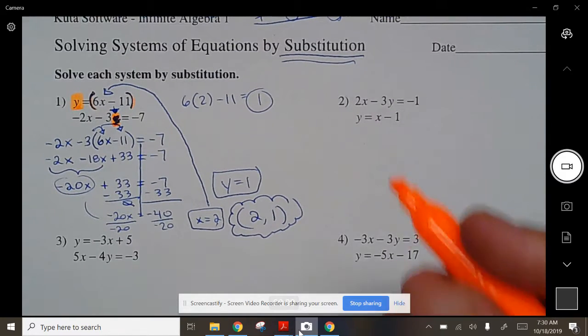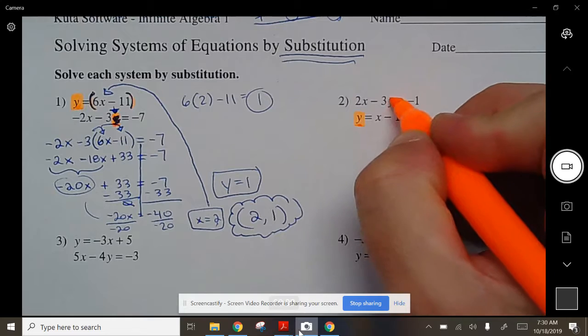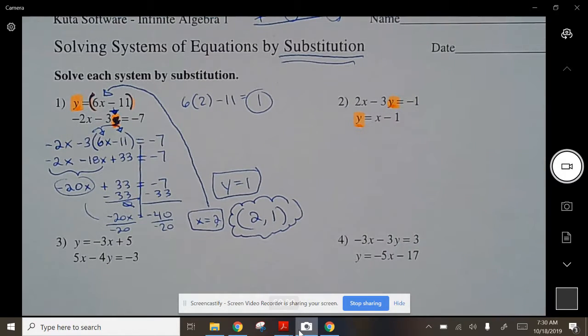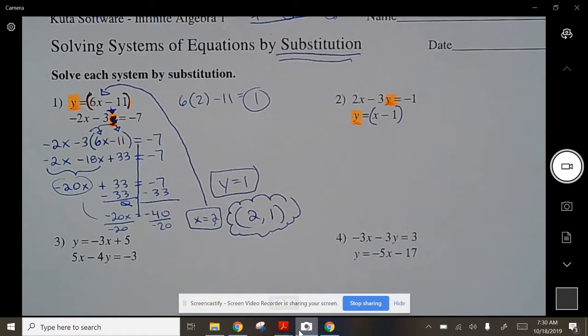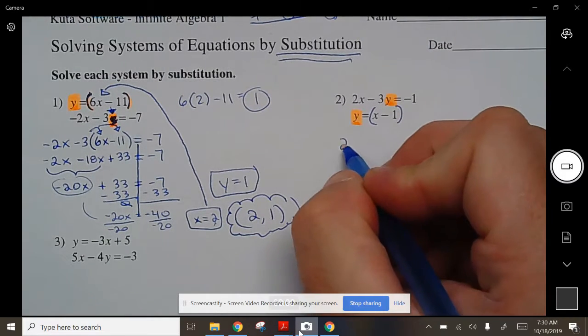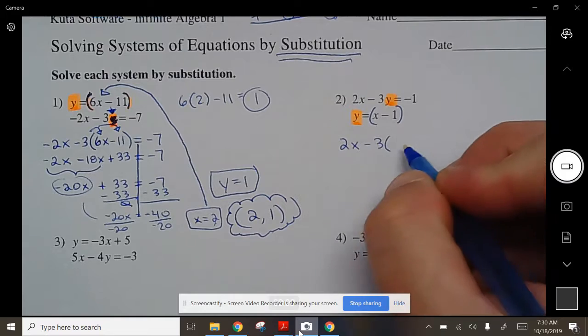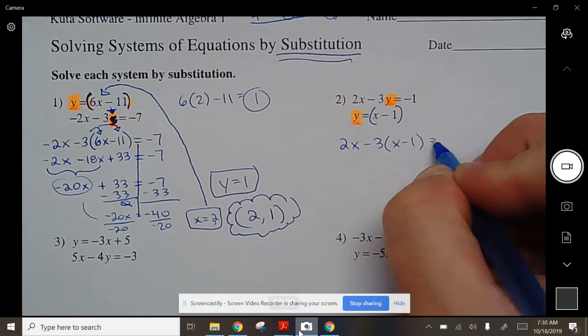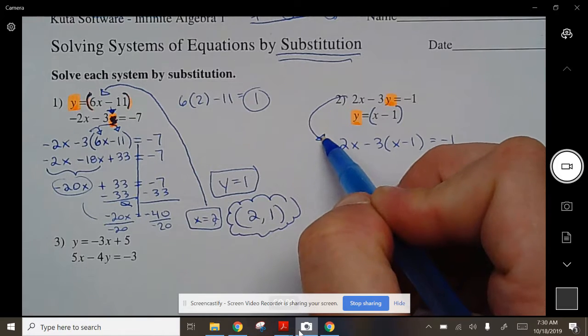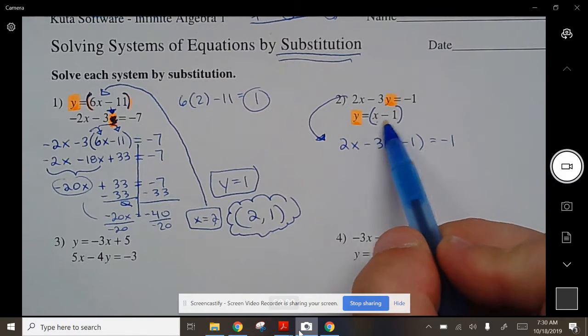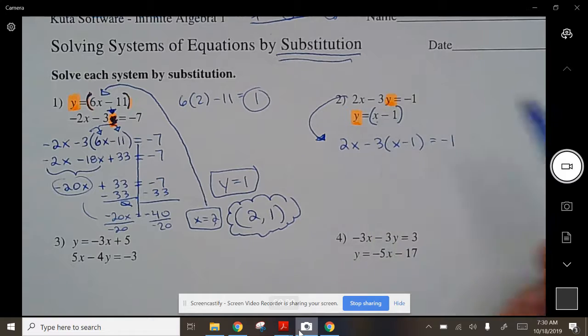As I see the bottom, I see this is isolated, and I'm going to plug it all in right there. Well, what am I going to plug in right there? What that equals. Okay, so now I have 2x minus 3 times (x minus 1) equals negative 1. If you don't know what I did right there, I rewrote the top equation, and then I put this x minus 1 in where the y is.